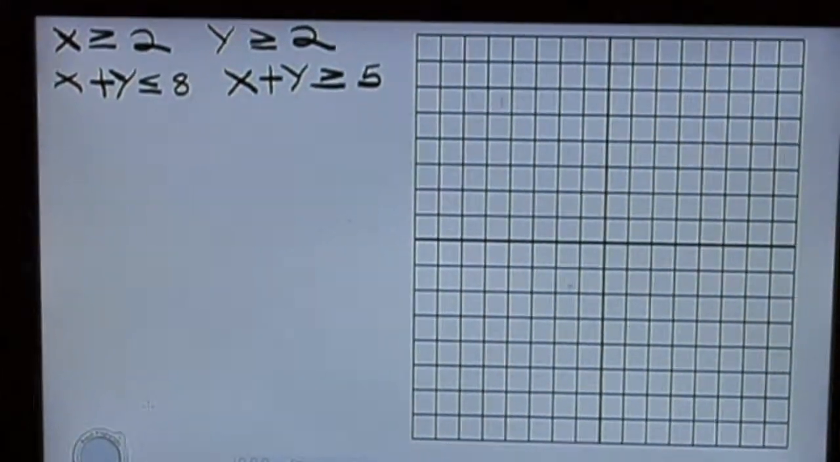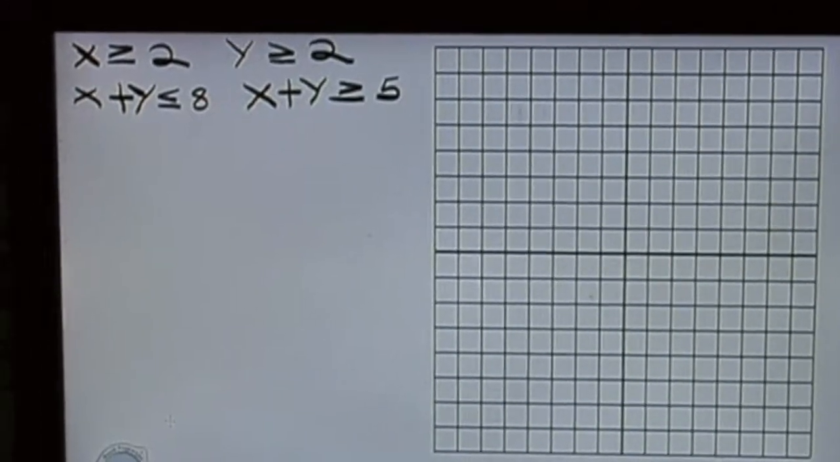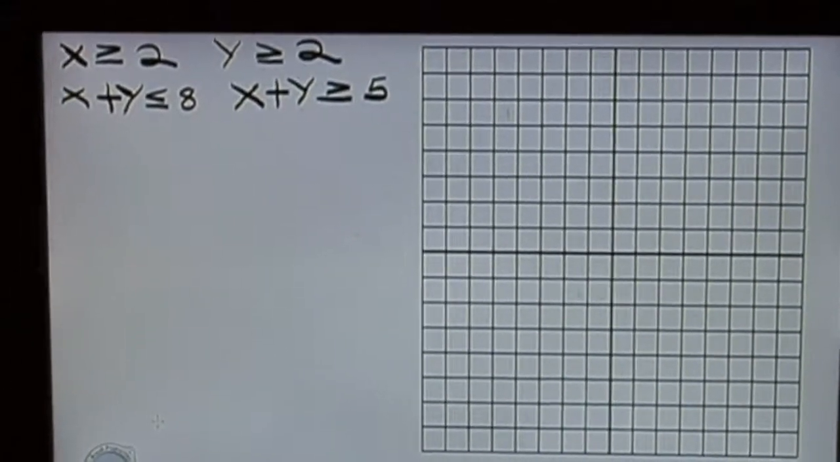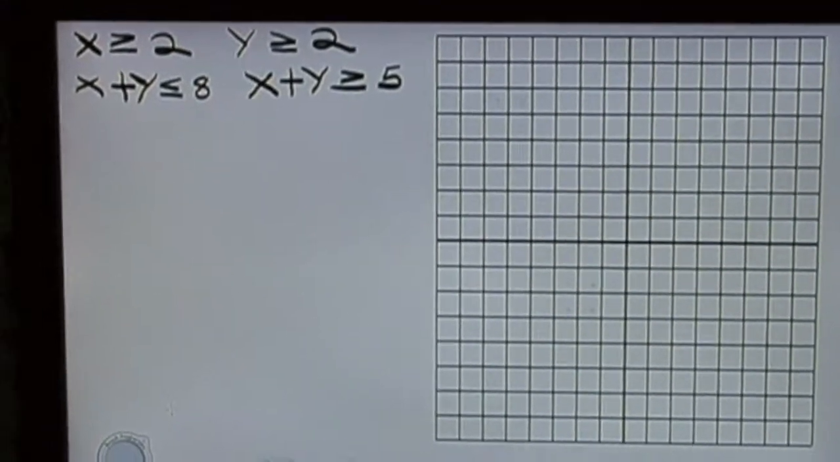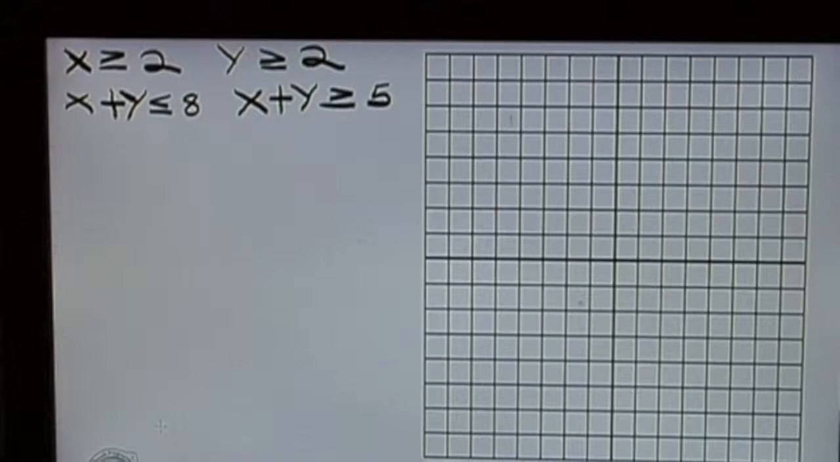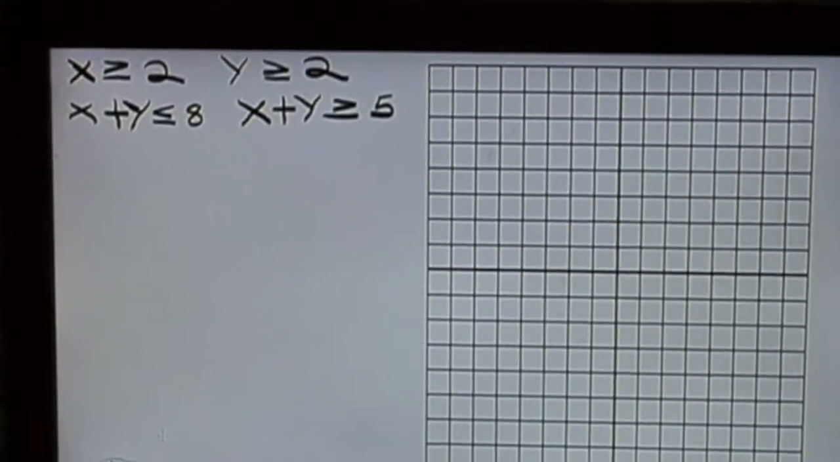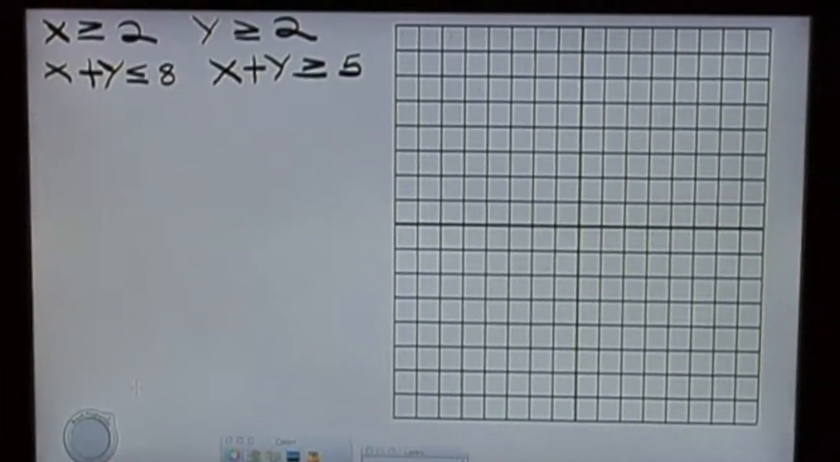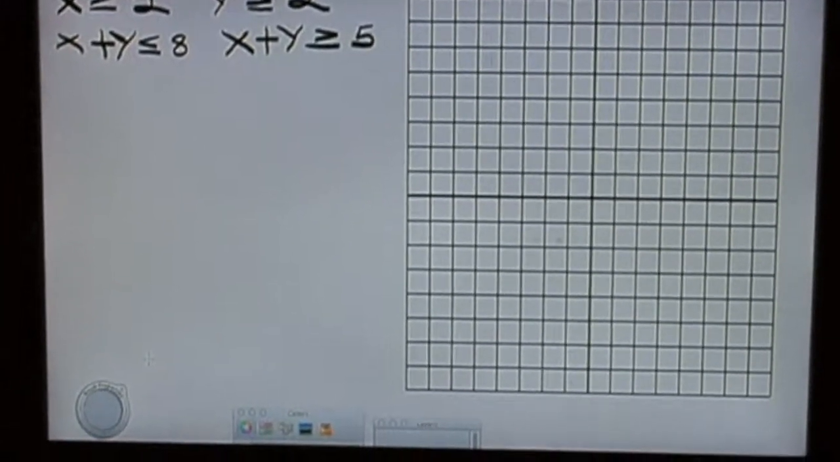Now, if you see on the screen, we have 4 different inequalities. We have x is greater than or equal to 2, y is greater than or equal to 2, x plus y is less than or equal to 8, and x plus y is greater than or equal to 5. Now, Crystal's going to explain how to change them into an equation that you can graph.